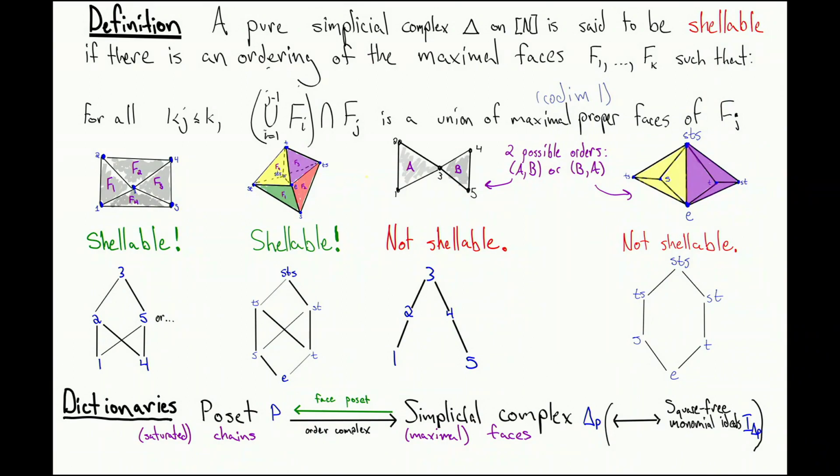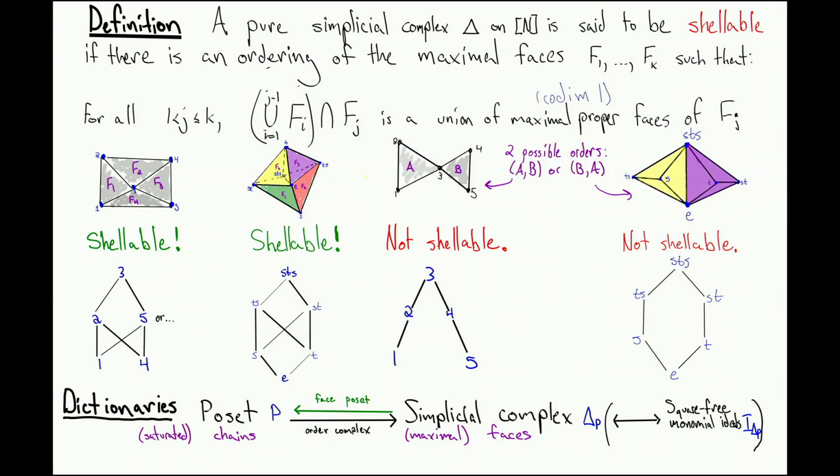From a poset P, you take what's called the order complex, which I'll explain in a second. You can get back a poset from a simplicial complex by taking what's called the face poset. I'm not really concerned with that direction, and these maps are not exactly inverses, but we did see over on this other side, from simplicial complexes, we have this Stanley-Reisner correspondence with square-free monomial ideals.